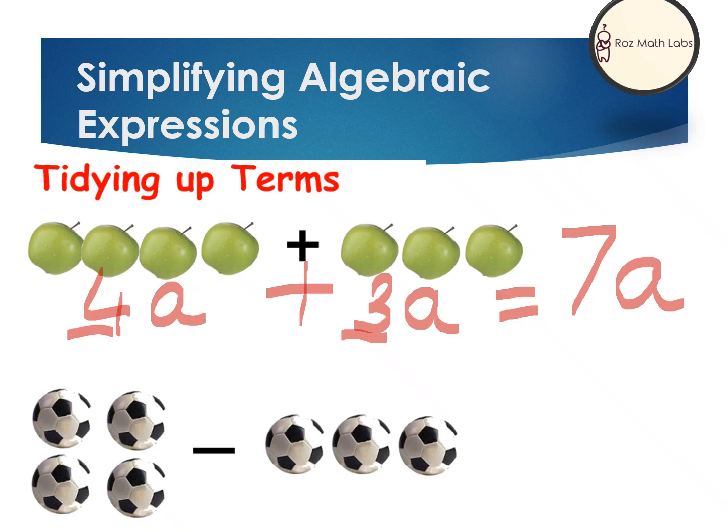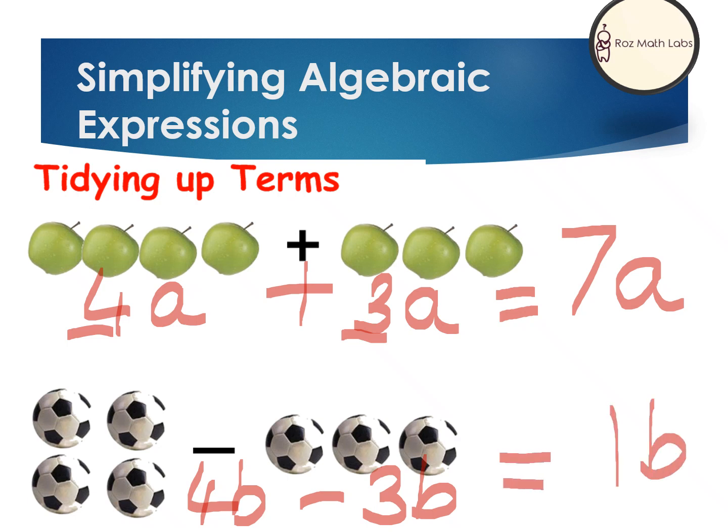Example 2. We have 4 balls. Let us represent the balls by the letter b. We subtract 3 balls. So minus 3b. Hence, we get 1 ball that is left. So when we subtract the coefficient 4 and minus 3, we get the answer as 1.